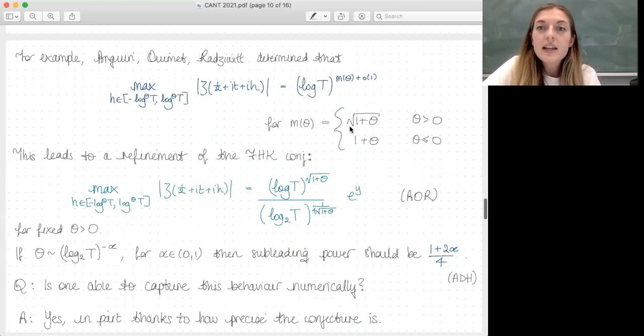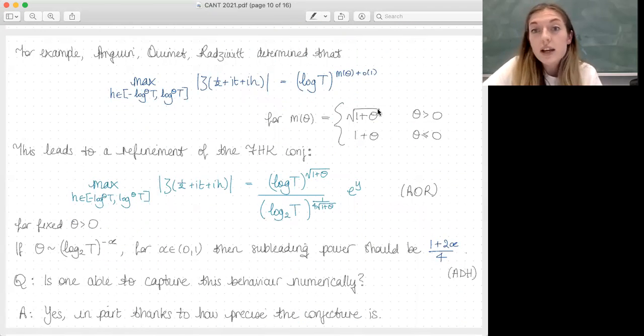You can see here that if theta is different from 1, you really do get a different leading order behavior, which means that we have to create a refinement of the FHK conjecture if we're looking at different lengths of windows. So here is the refinement that those authors proposed. This is in the range where our window is growing, getting bigger. And so you see the right leading order, and then we get a different sub-leading order here, a particular power.